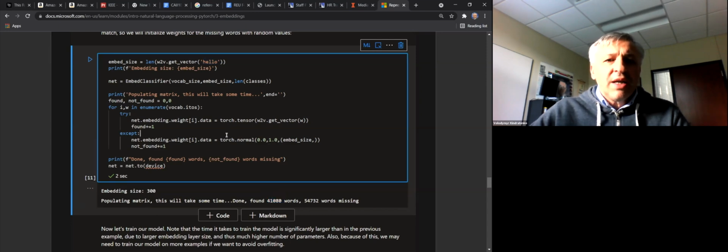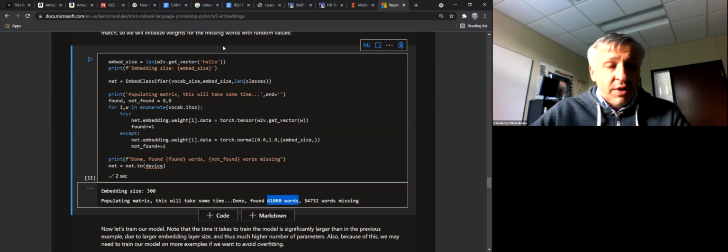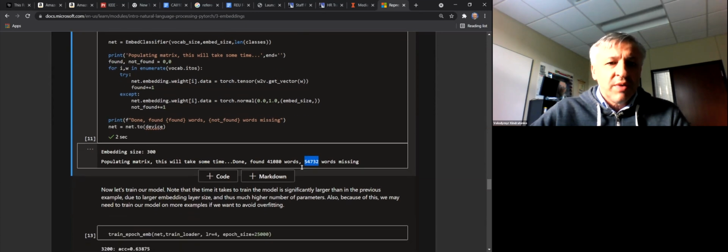The other thing this code does is take this Google News data set and check how many words are in our original dictionary. We will see that there is an overlap between the dictionaries used in our original data sets and the Google Words data set, but there are also large discrepancies. There are a lot of words which are missing there.